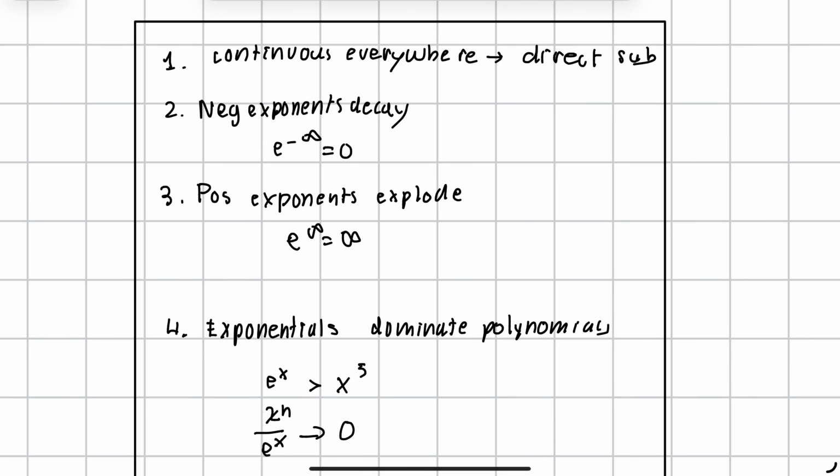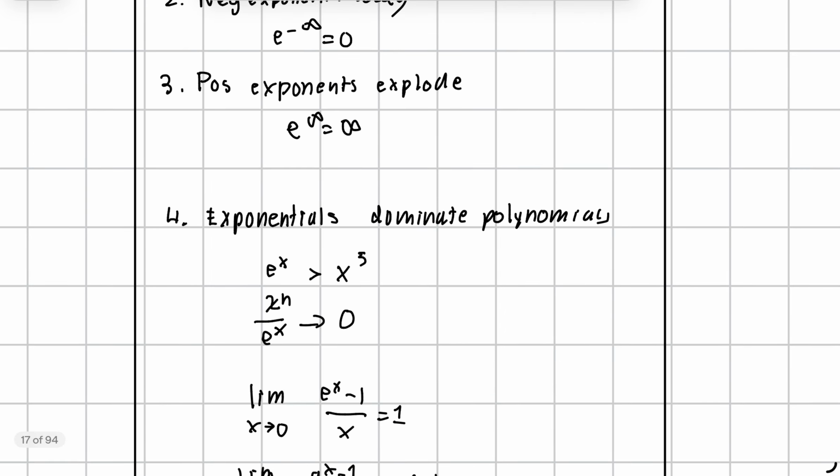In this video, we're going to be going over exponential limits and evaluation. So number one is that exponential limits are going to be continuous everywhere, which is going to allow you to do direct substitution. Secondly, we have that negative exponents are going to decay. So e to the power of negative infinity is equal to 0. Thirdly, if you have positive exponents, that is going to explode. So e to the power of infinity goes to infinity.